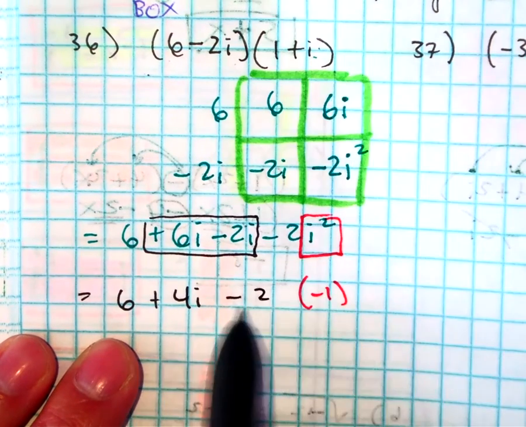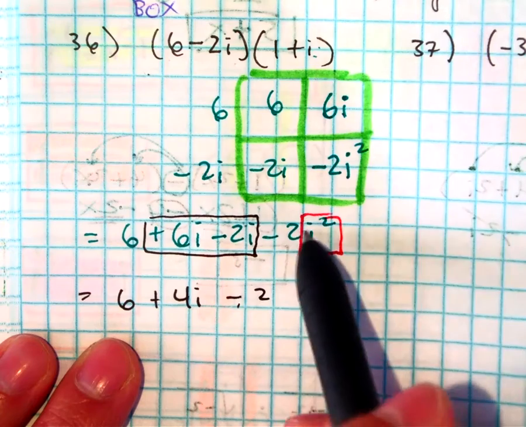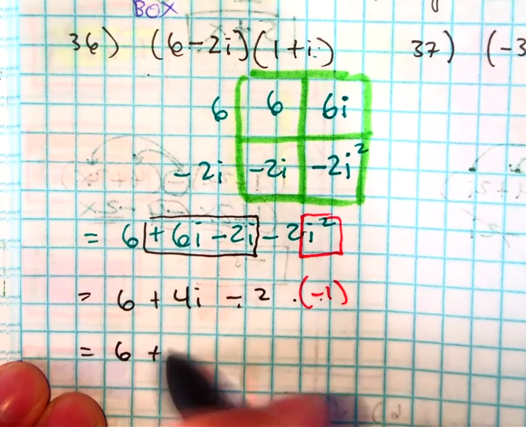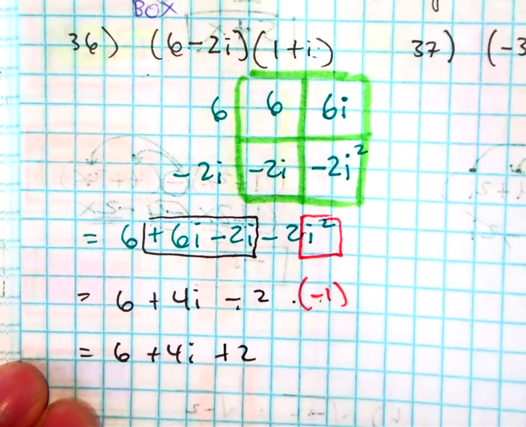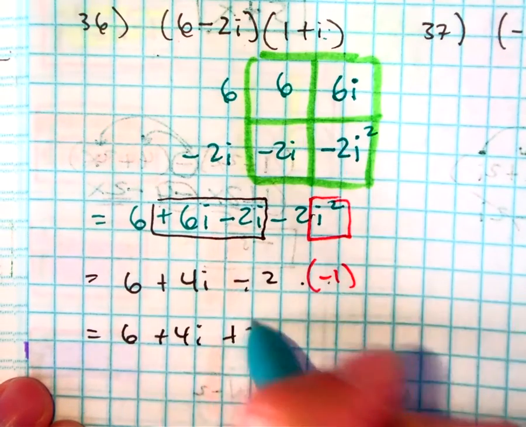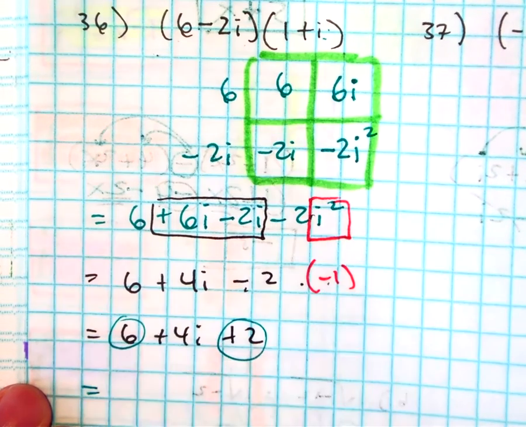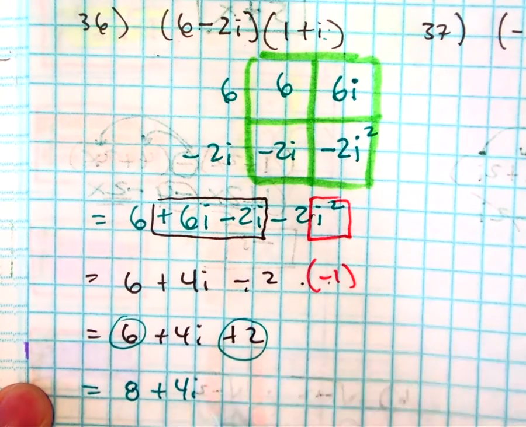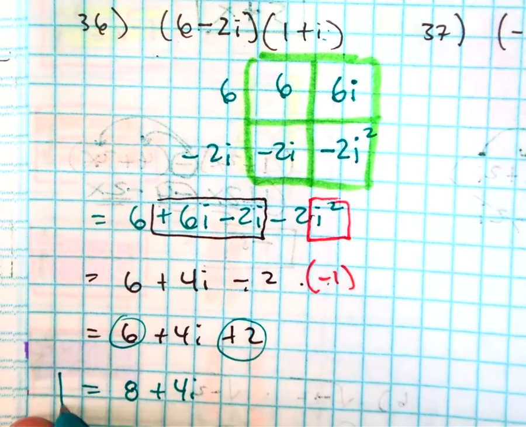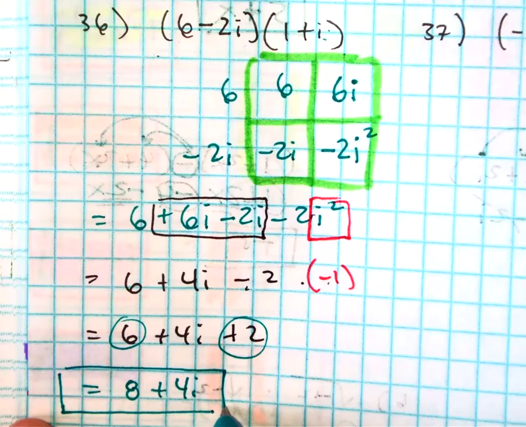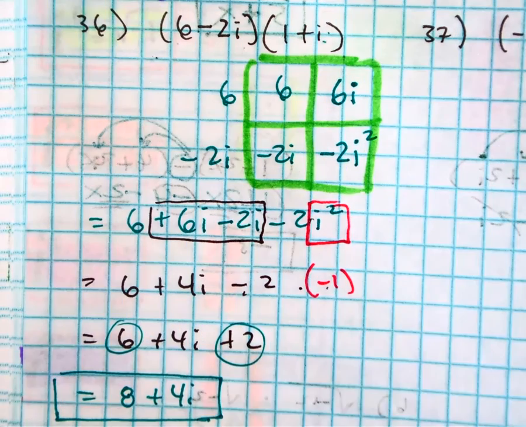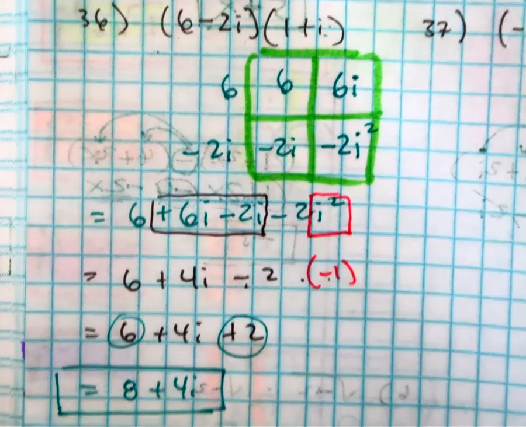And again, remember, this is not negative 2 minus 1. This is multiplication. So negative 2 times negative 1 is positive 2. And then we can just add those, and you get 8 plus 4i. Yesterday we talked about how to write the real first, then the complex. So 8 plus 4i is our answer. Let's try another problem just like that.